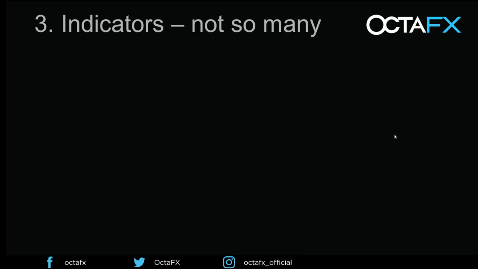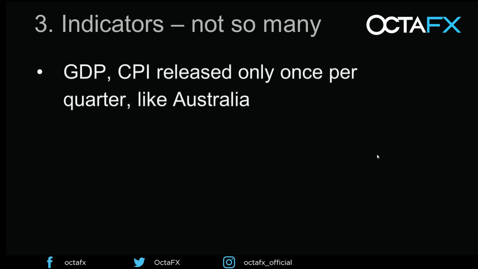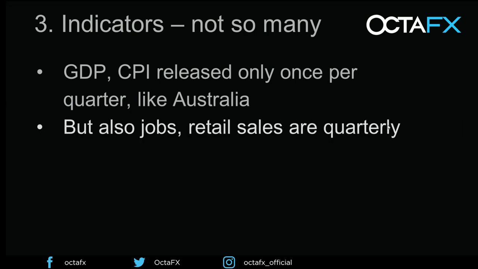Third topic: if you're trading the New Zealand dollar fundamentally, we have very few indicators, similar to the Australian dollar, but even a bit more extreme. Like in Australia, GDP, gross domestic product, and CPI, the consumer price index, inflation data, are released only once per quarter, with no revisions. And also job figures, employment, which is key, like the non-farm payrolls in the United States. In New Zealand, it's released only once per quarter, same with retail sales.